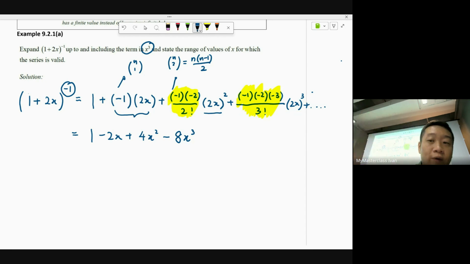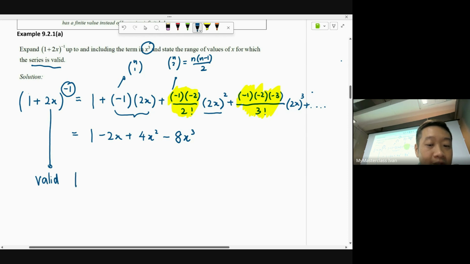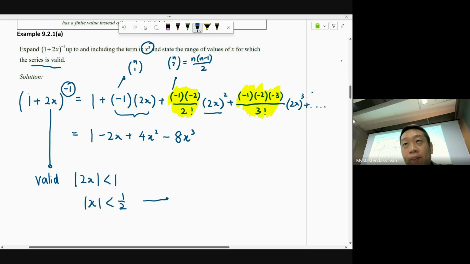And now, when will the series be valid? So to be valid, draw the arrow here. For the series to be valid, the modulus of 2x must be less than 1. Why? Binomial can only work if x is sufficiently small. So this means that modulus of x is less than half. Inequalities concept: if modulus x is less than half, is it in between or left right? Smaller, below. So it's in between.